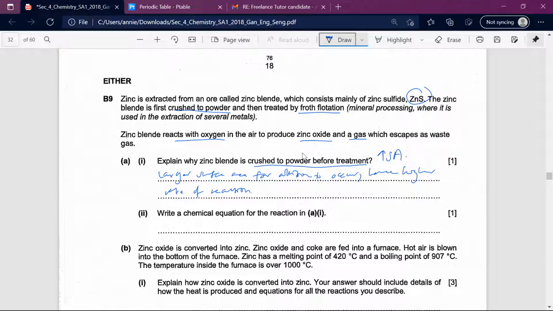Next question. Write a chemical equation for the reaction in A1. Okay, so this zinc blende is zinc sulfide, and then it will react with oxygen. So let's write oxygen, and this will form zinc oxide and the gas. The gas, as you can see, there's sulfur here, there's oxygen here. If you combine both of them together, it will be this sulfur dioxide gas. Okay, let's balance this out, 2 here and 2 here.